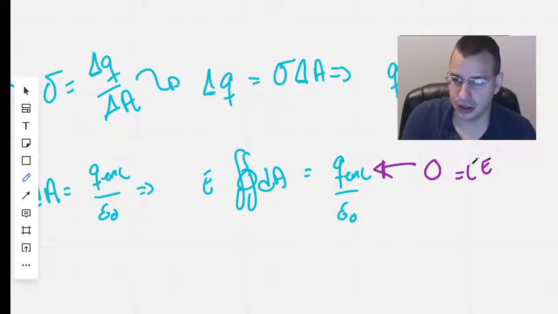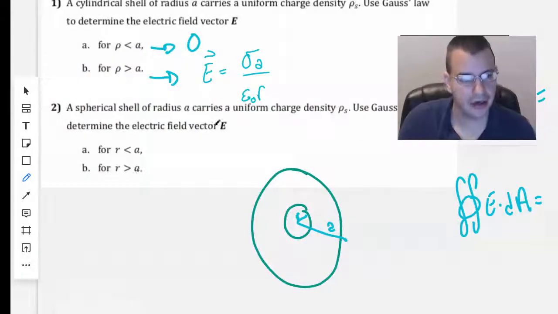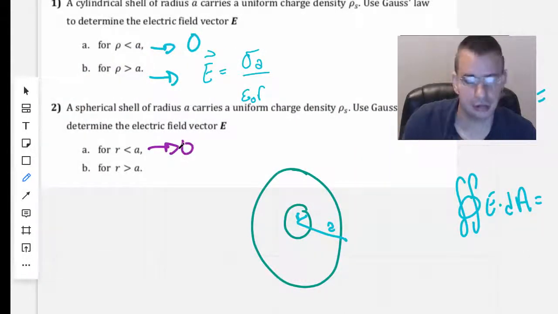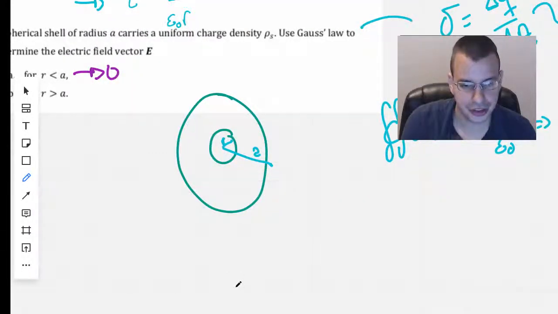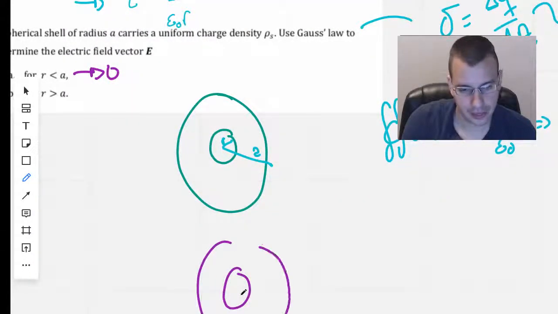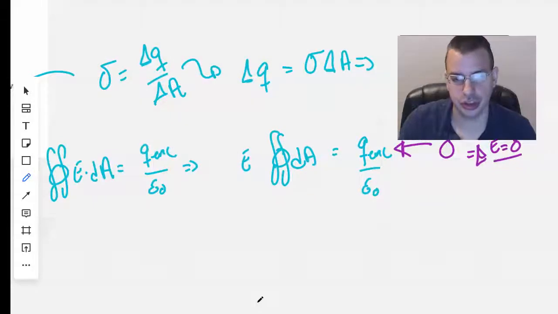Therefore, electric field equals 0. Come back here. This one, 0. Okay? Now, for this one, the roles are reversed, and we say this is A, but R is something bigger. So now there will be an enclosed charge.